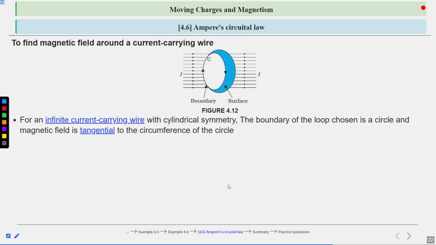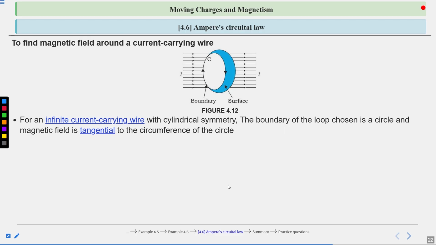Okay, now we have derived BL equal to mu naught IE. That length is dependent upon the type of conductor and loop taken. So for an infinite current carrying wire with cylindrical symmetry. Okay, what is cylindrical symmetry? If we are considering a linear wire, like we considered in electrostatics in Gauss law, a linear charge wire, the symmetry or surface around the wire is cylindrical. The Gaussian surface around the wire was a cylinder. Similarly, for an infinite current carrying wire with cylindrical symmetry, the wire is cylindrical.